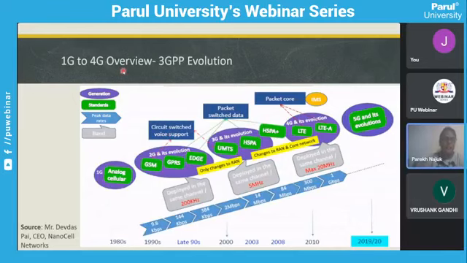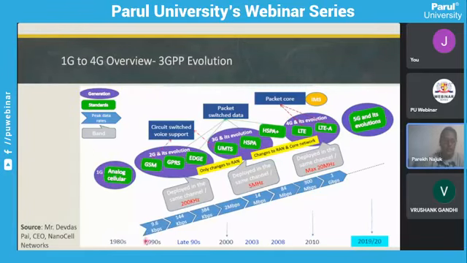So let's see. First of all, it starts with the overview of 1G to 4G, which is also known as the 3GPP evolution. You can see it starts from the 1980s and reaches toward 2020. In the 1980s you have an analog cellular communication system, also known as 1G, in which you can only call. This is the analog cellular communication, you must have seen.